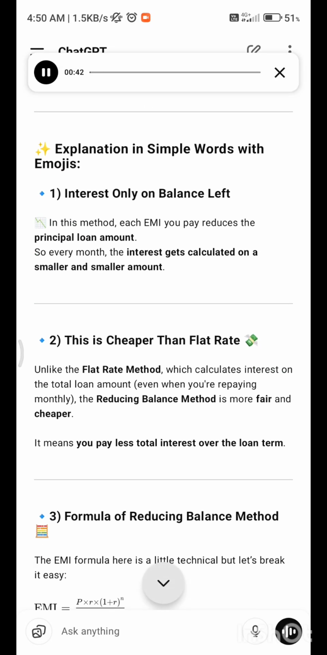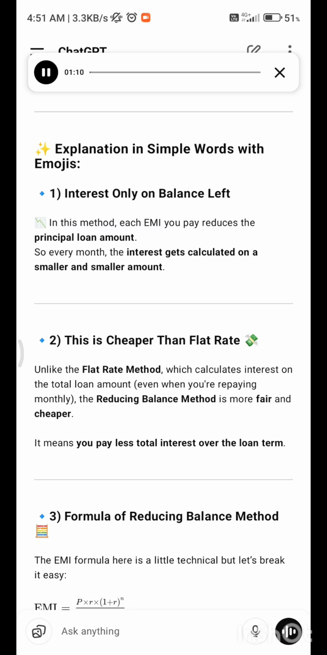1. Interest only on balance left. In this method, each EMI you pay reduces the principal loan amount, so every month the interest gets calculated on a smaller and smaller amount. 2. This is cheaper than flat rate. Unlike the flat rate method, which calculates interest on the total loan amount even when you're repaying monthly, the reducing balance method is more fair and cheaper. It means you pay less total interest over the loan term.